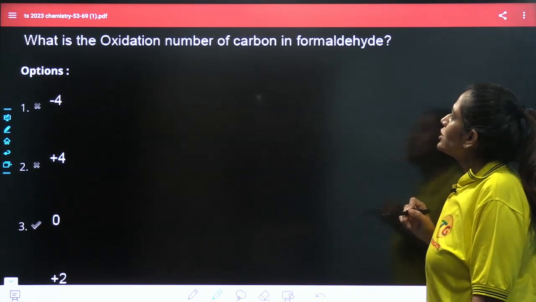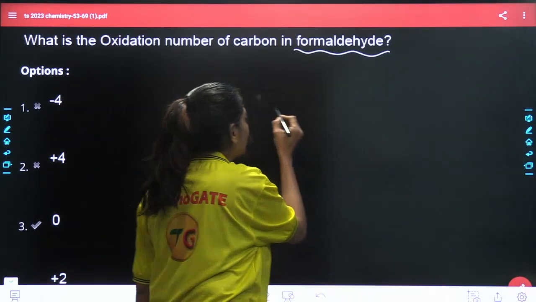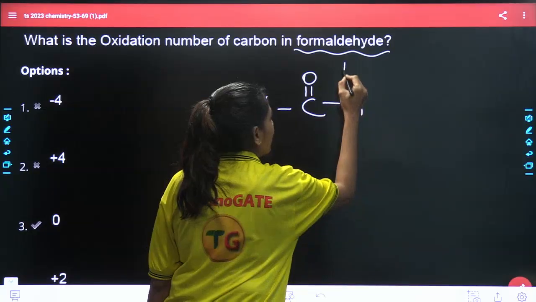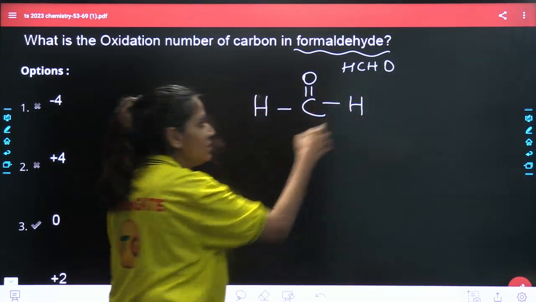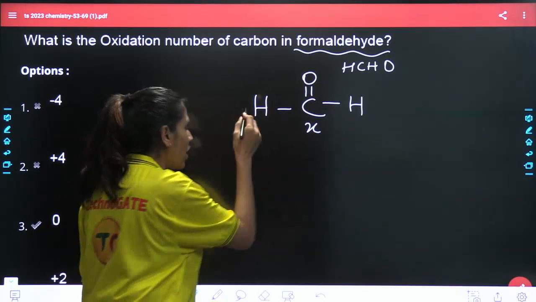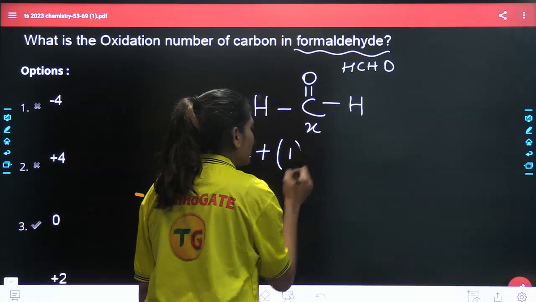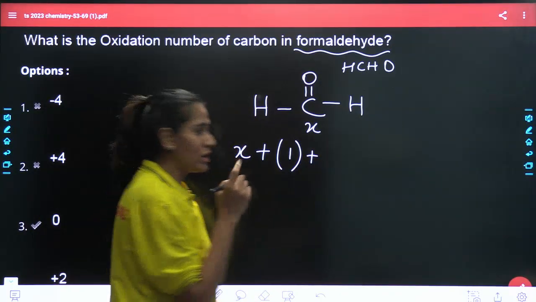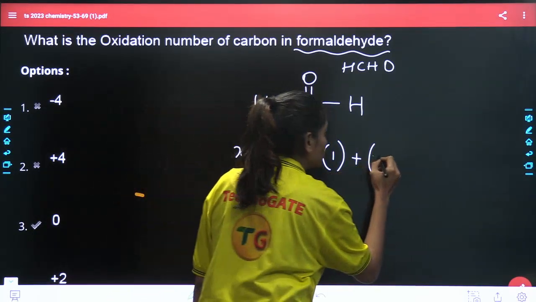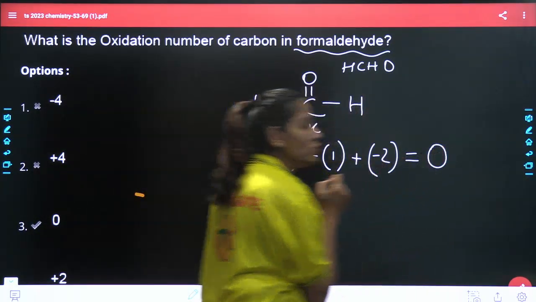What is the oxidation number of carbon in formaldehyde? Okay, what is formaldehyde? So formaldehyde is HCHO. This is formaldehyde, HCHO, and its structure is like this. Now let's consider its oxidation state of carbon is X. Now X plus oxidation state of hydrogen atom is +1, then again oxidation state of another hydrogen atom is +1, then oxidation state of oxygen atom is -2. And as there is no charge on this molecule, all this will be equal to 0.